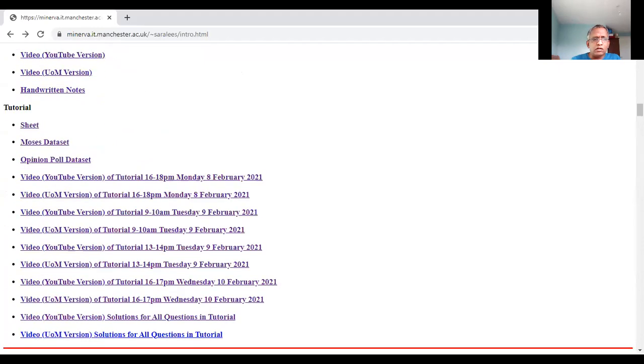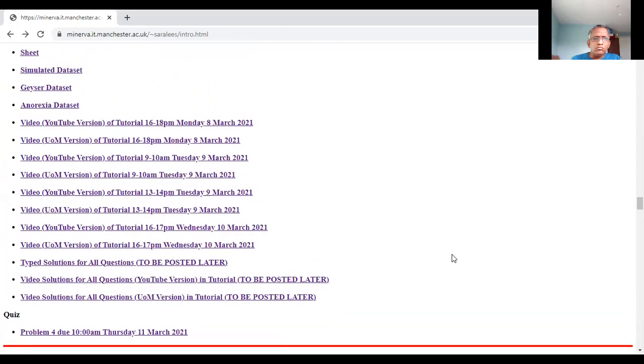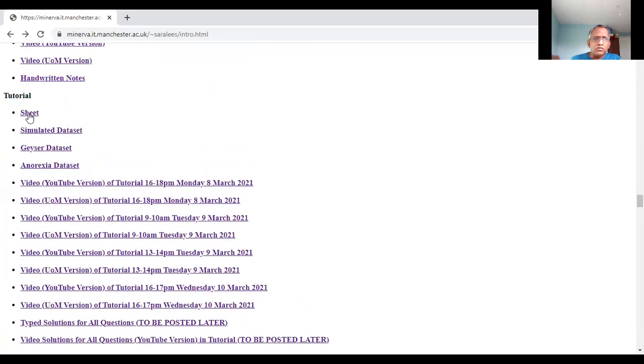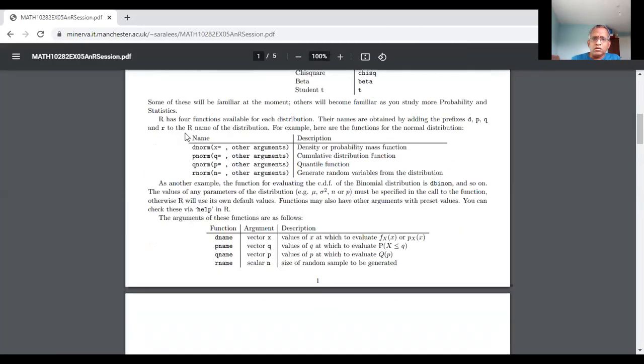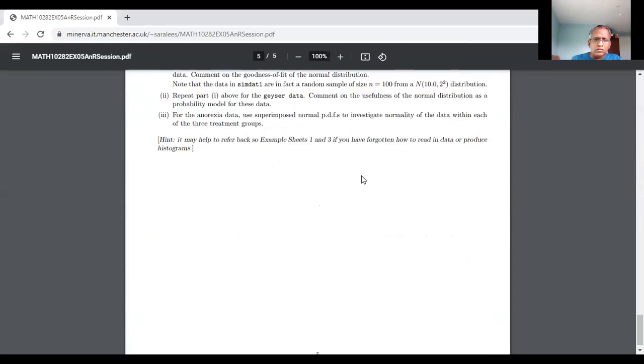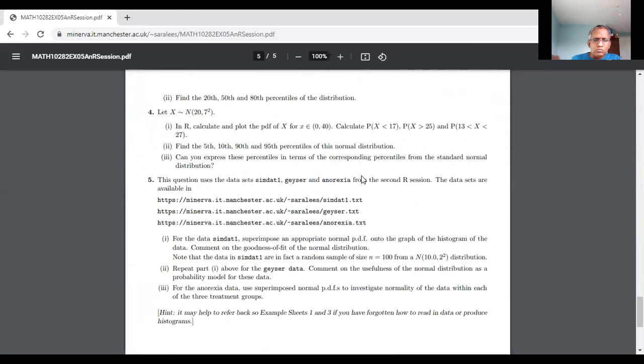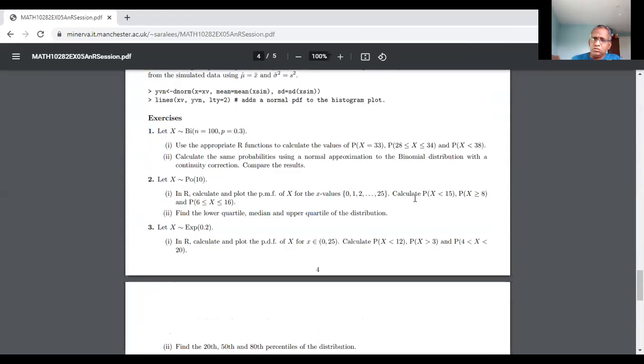So if you go to week 5, this is week 5, right? So the tutorial sheet is this one here. So this is on R clearly. So as usual, I will take you through each command or each line, and also at the end, if I have time, I will do the exercise. There are 5 exercises at the end. I will do as many of them as I can depending on the time.